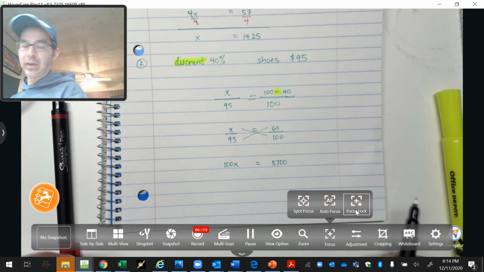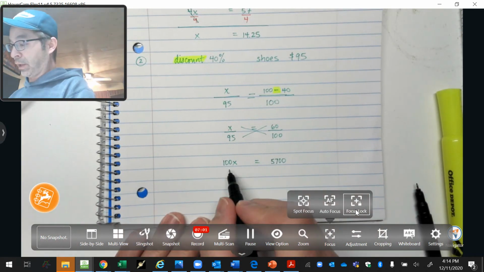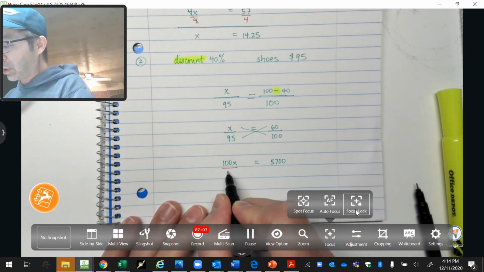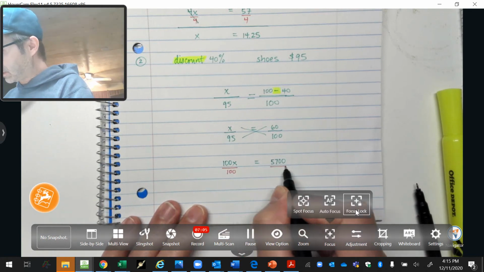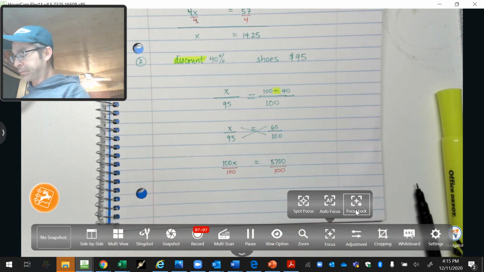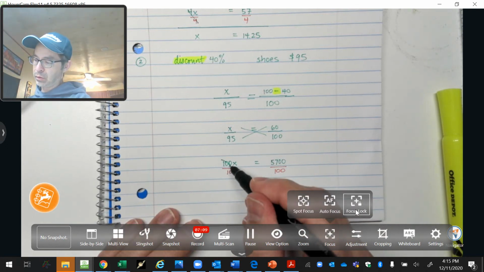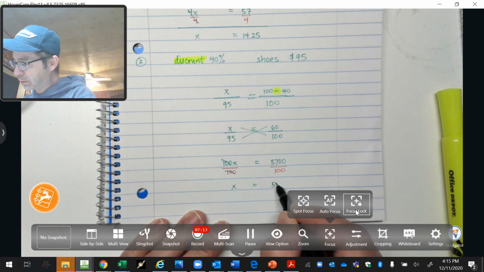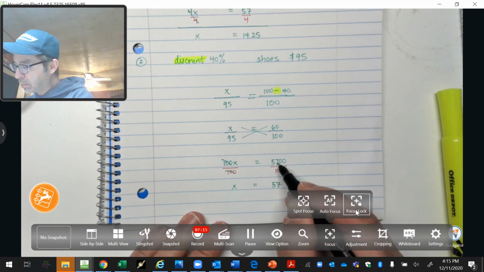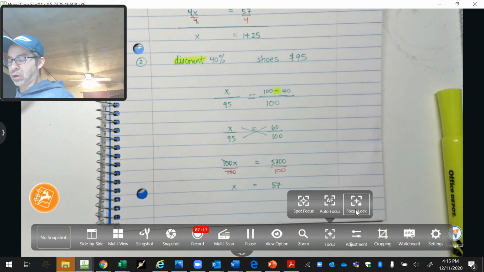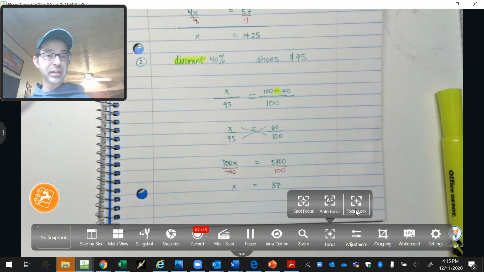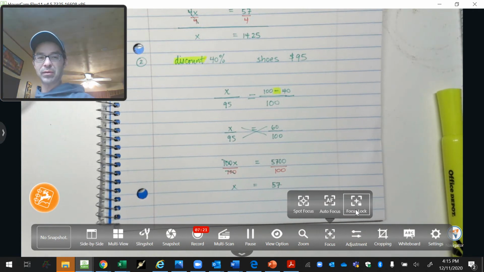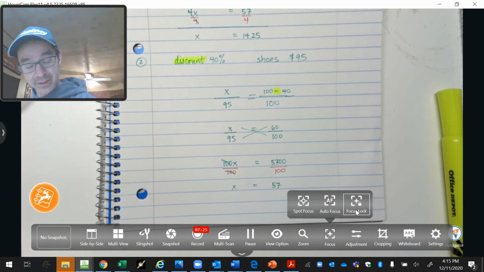And then of course divide both sides by whatever number is in front of x, whatever the coefficient of x is. Bam. Those cancel, and you get x equals 57. Bam. So, also in Tuesday's lesson, I said that whenever you are doing a story problem, you need a sentence.